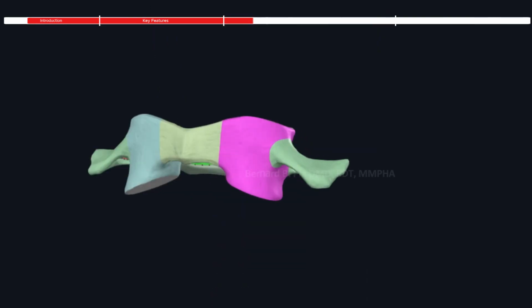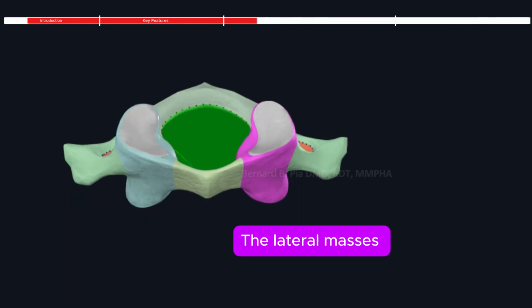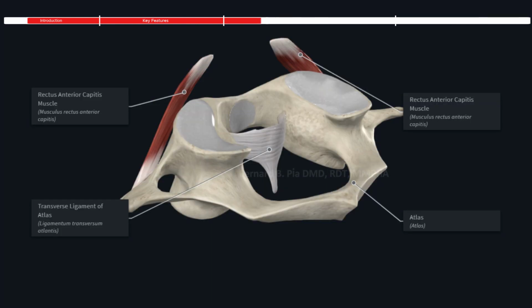2. The lateral masses are the 2 expanded, oval, laterally located parts of the atlas, first cervical vertebra. Provides an origin site for a rectus capitis anterior muscle and an attachment site for the transverse ligament of atlas.